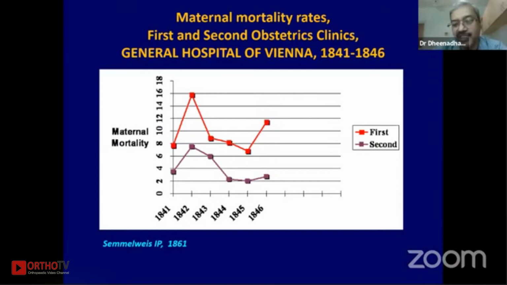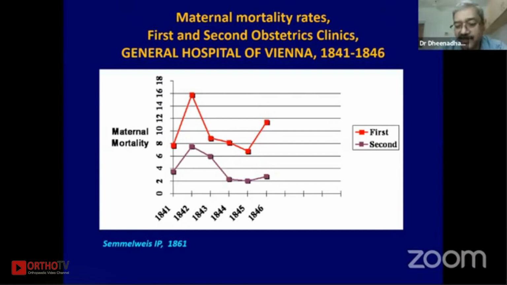The doctors used to go in the morning and do an autopsy, and then come back to the labor ward and do the labor work. You see that the maternal mortality was very high in those performed by the doctors, whereas in those performed by the maternity staff, it was less.